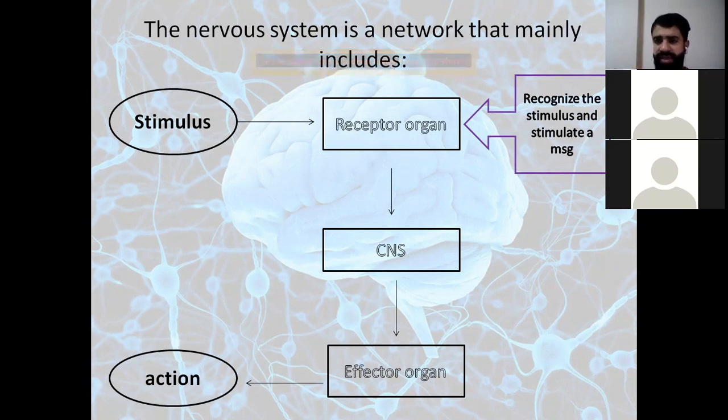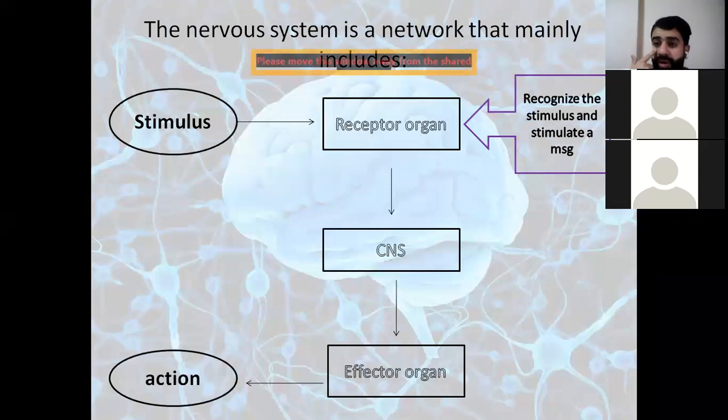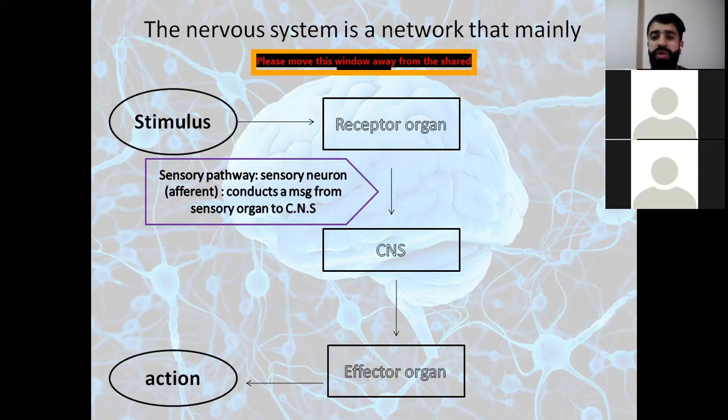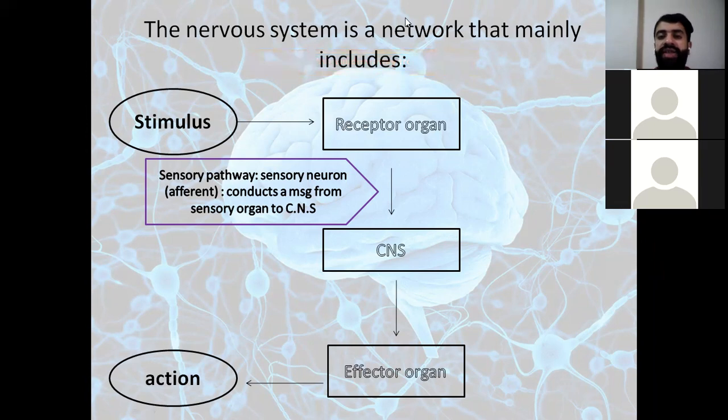So first of all, receptor organ. What is the function of the receptor organ? Let's say I have the eyes as a receptor organ. It will recognize this stimulus and will stimulate a message to the central nervous system. This message is going to move from the receptor organ toward the central nervous system. It has to be carried by a special taxi. This taxi is called the sensory neuron, or it's called the afferent neuron.